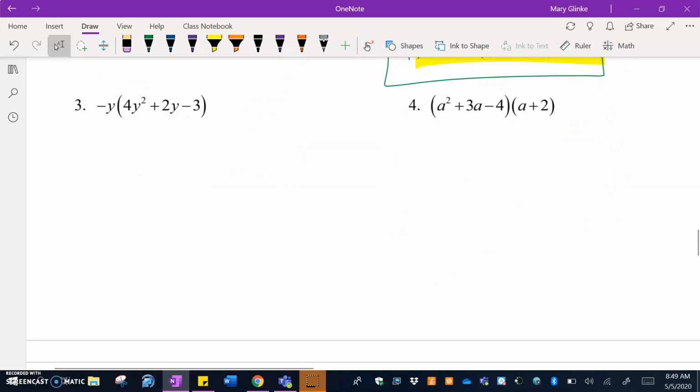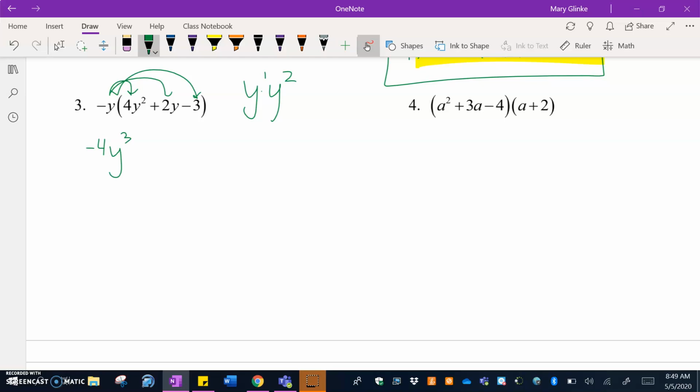Now we're going to move on to multiplying. For number 3, we're going to distribute this -y to everything after it. So -1 times 4 is going to be -4. Y times y squared, here's where we get to use our exponent rules that we just talked about. It's y to the first power times y to the second power. That's going to end up being y to the third power.